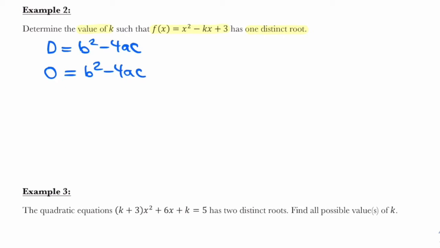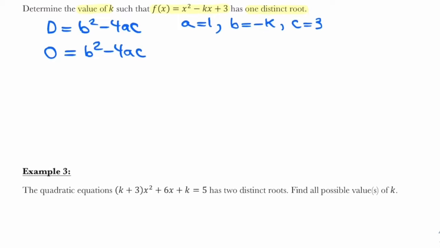The number in front of the x squared is 1, so that's your a value. The thing in front of the x, in this case, is negative k, so that's your b value. And finally, the number on its own is 3, so that's the c value. Plug those in as is.